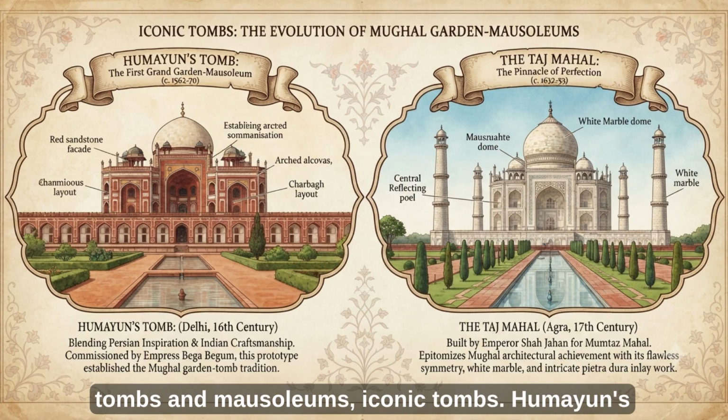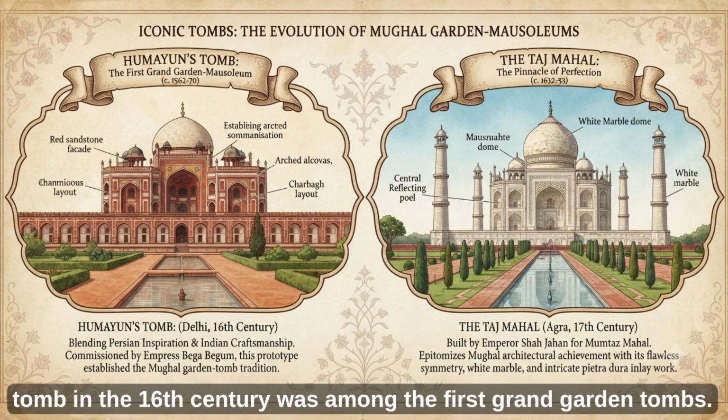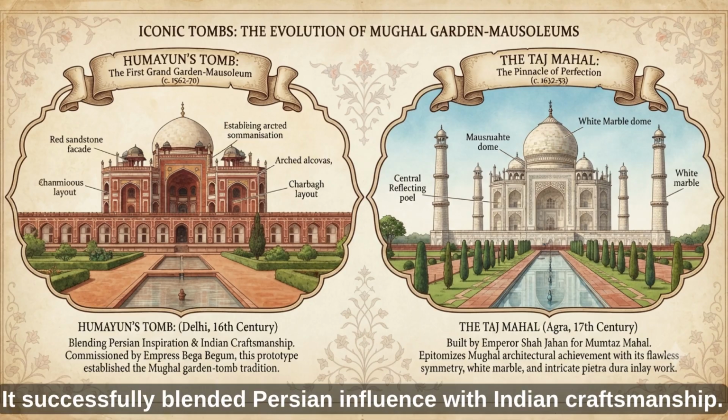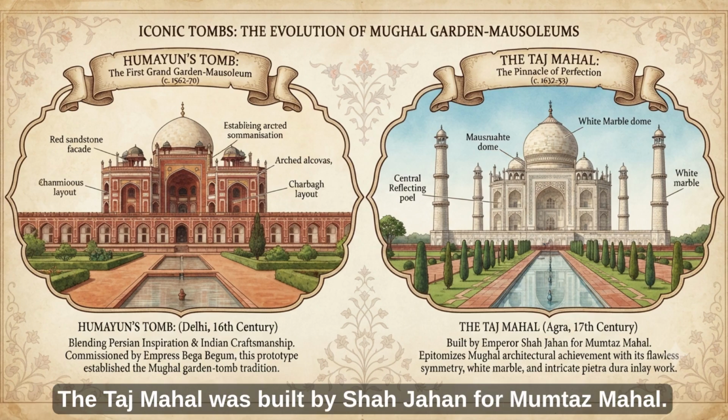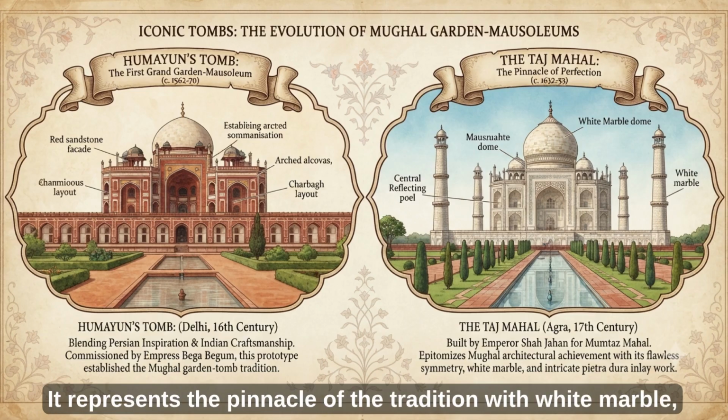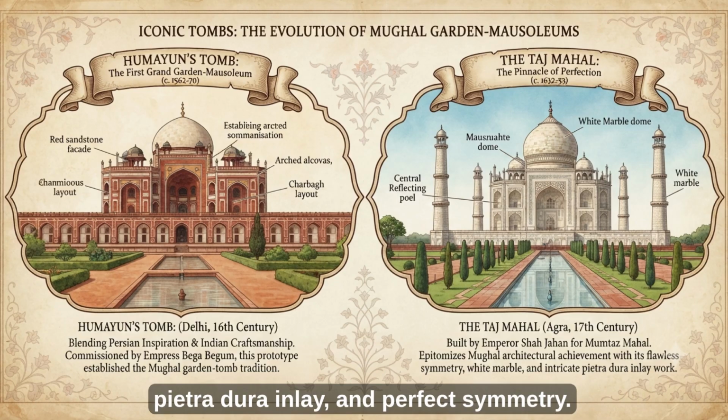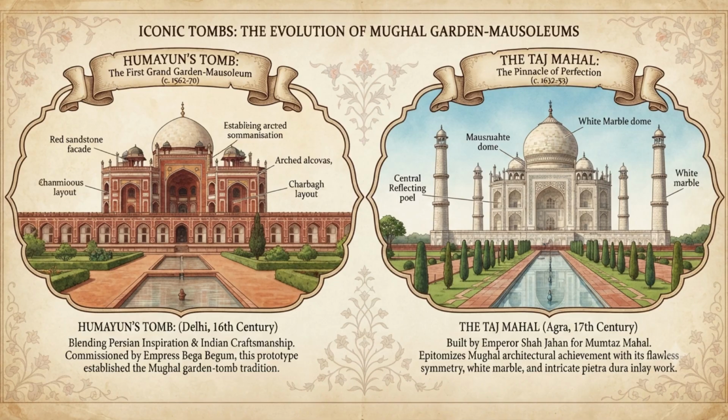Tombs and mausoleums, iconic tombs. Humayun's tomb in the 16th century was among the first grand garden tombs. It successfully blended Persian influence with Indian craftsmanship. The Taj Mahal was built by Shah Jahan for Mumtaz Mahal. It represents the pinnacle of the tradition with white marble, pietra dura inlay, and perfect symmetry.